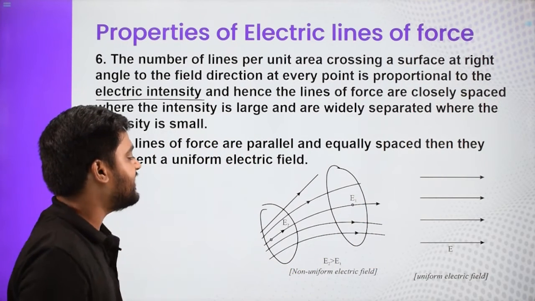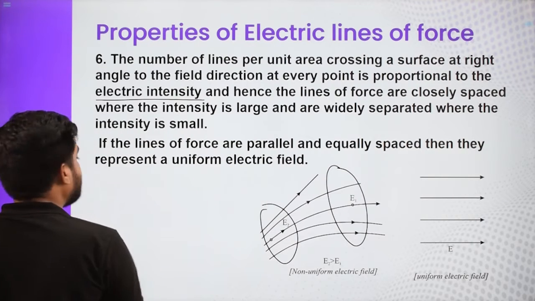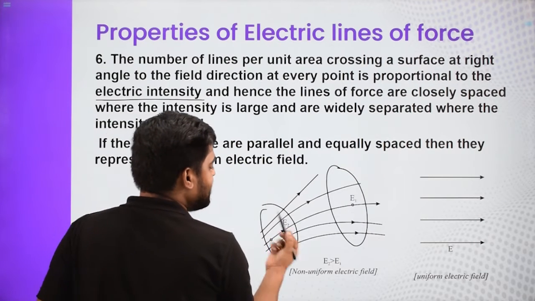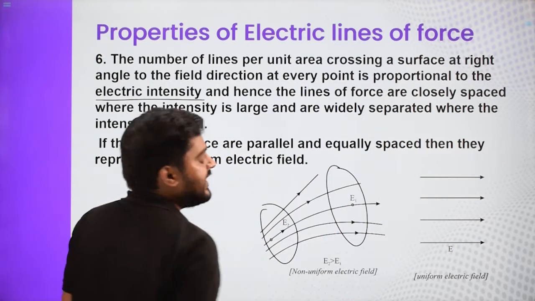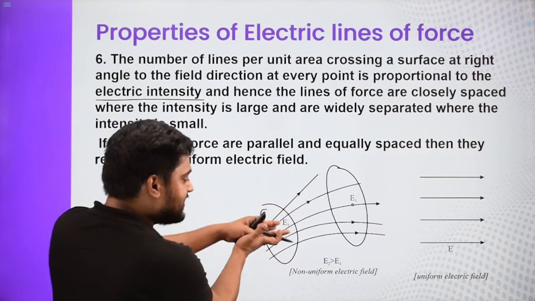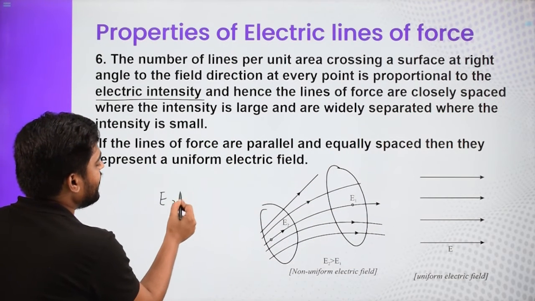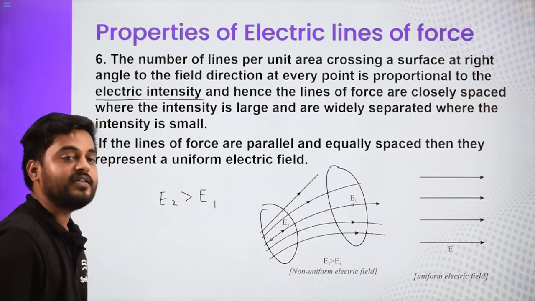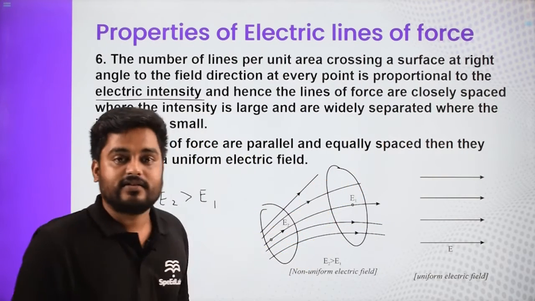So look at this case. Here the field lines are moving kind of away from each other. So if we talk about here, the average electric field I am saying is E2 in magnitude, and here the electric field is E1 in magnitude. Here they are closely spaced, here they are separated. So we can say E2 is greater than E1. So here the field has to be stronger and here the field has to be lesser or weak.